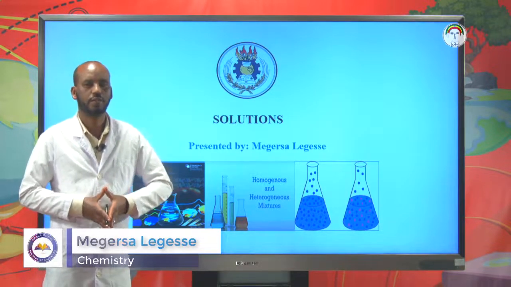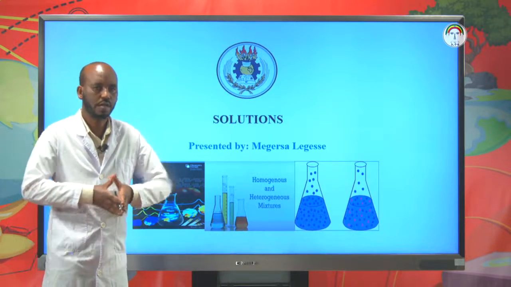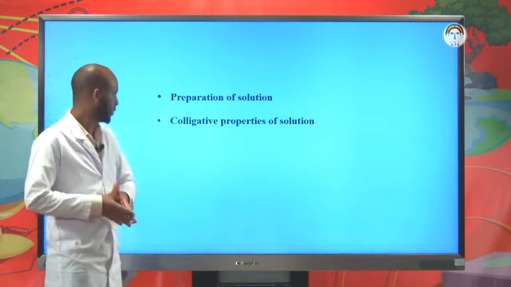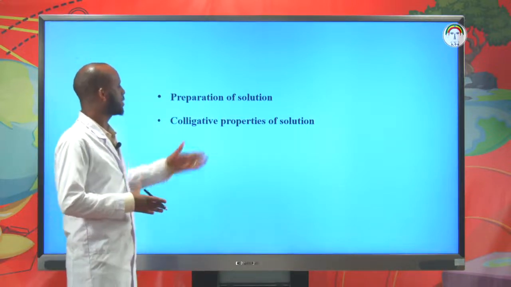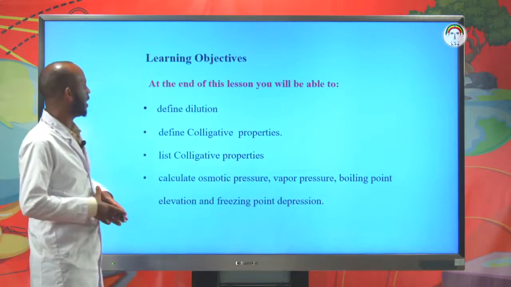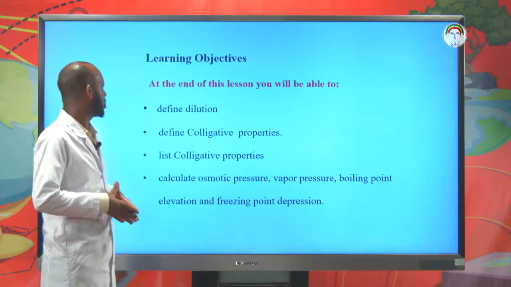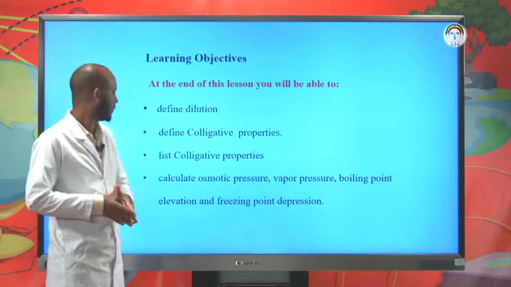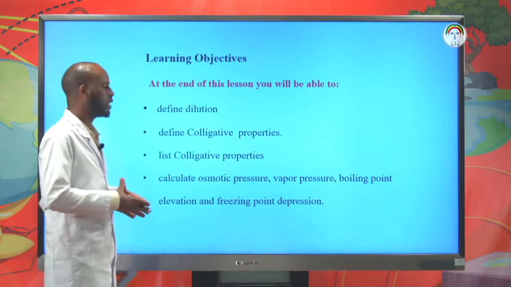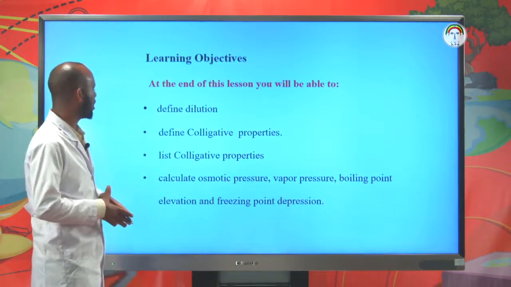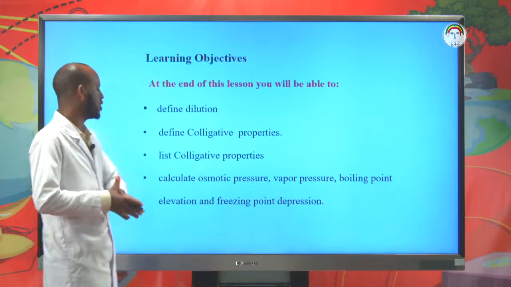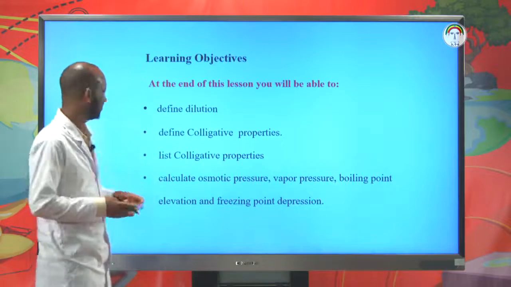In today's lesson, we will learn preparation of solution and colligative properties of solution. At the end of this lesson, you will be able to define dilution, define colligative properties, list colligative properties, calculate osmotic pressure, vapor pressure, boiling point elevation, and freezing point depression.